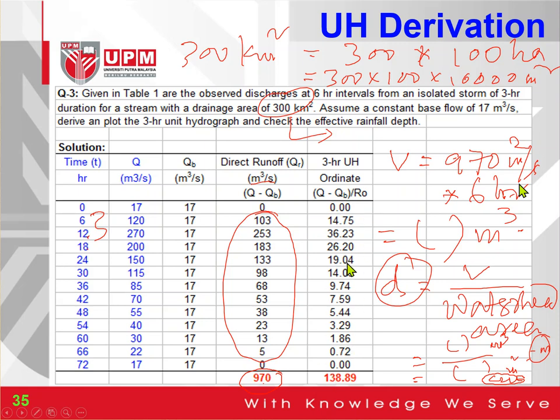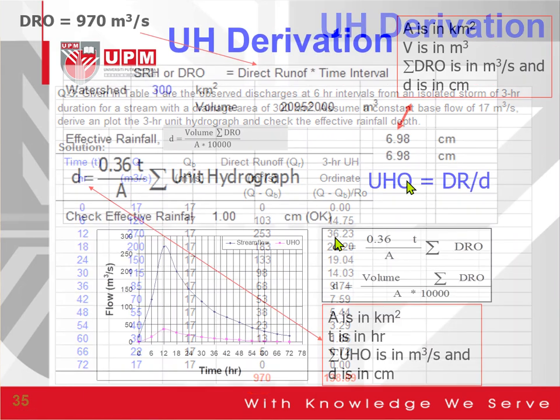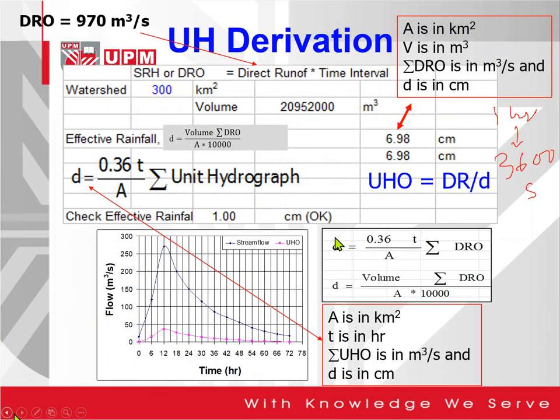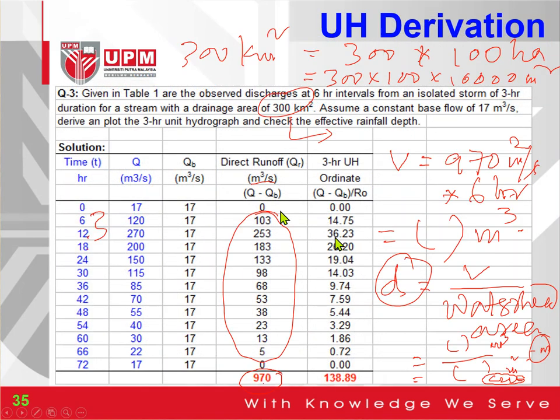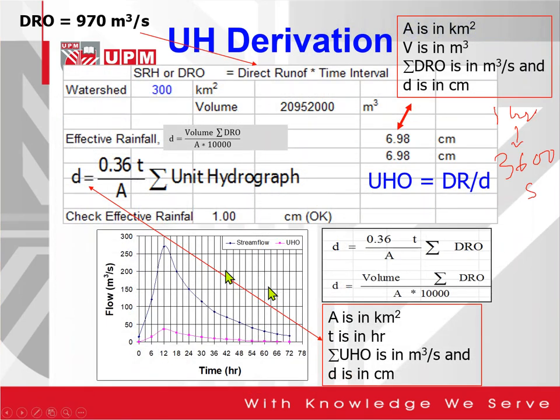So this is the ordinate, it's called unit hydrograph. Unit hydrograph means the stream flow for 1 centimeter, but this one is stream flow for total rainfall. How much is the total rainfall? It was 6.98. If rainfall is 6.98 centimeter, and this is the time in stream flow, then for 1 centimeter it is just simply divided. So this is the division. Then we can get the 3-hour unit hydrograph. All right. So this is the thing.